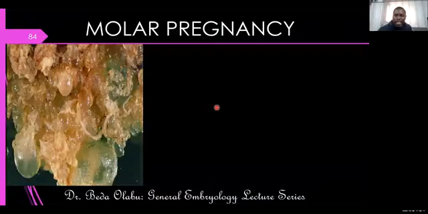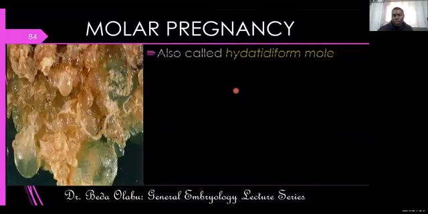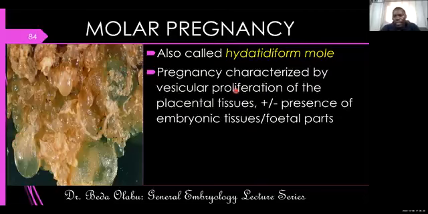Let's talk about the third clinical entity of fertilization. And this is molar pregnancy. What is molar pregnancy? Molar pregnancy is also known as hydatidiform mole. It is a pregnancy that is characterized by vesicular proliferation of placental tissues.